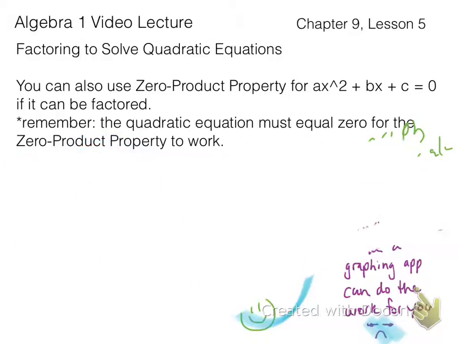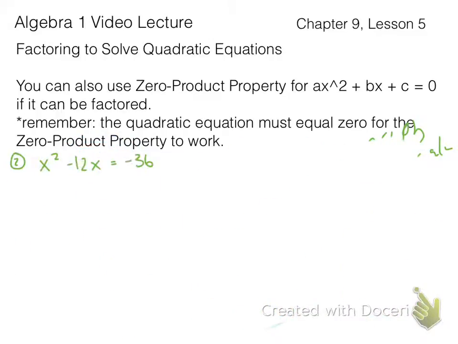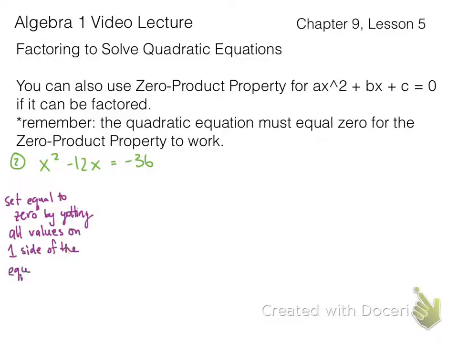Okay, moving on. All right, so let's do another problem. Actually, let me erase this artifact over there. All right, let's do another problem. X squared minus 12x equals -36. This is not set to 0 yet, but that's okay. Let's go ahead and set it equal to 0 by getting all values on one side of the equal sign. So there you go. I moved over 36, and now it's over with the other stuff.